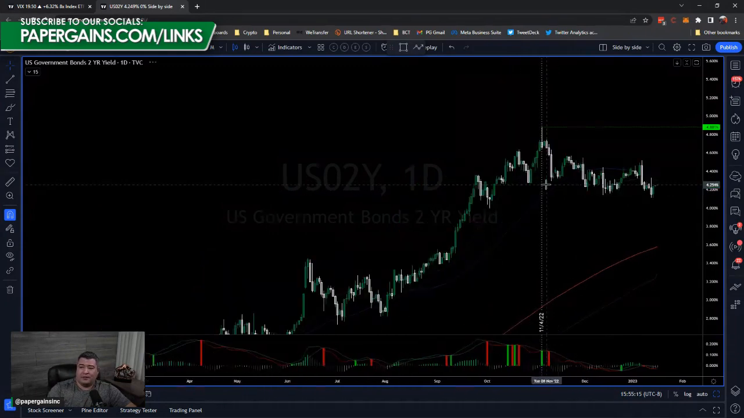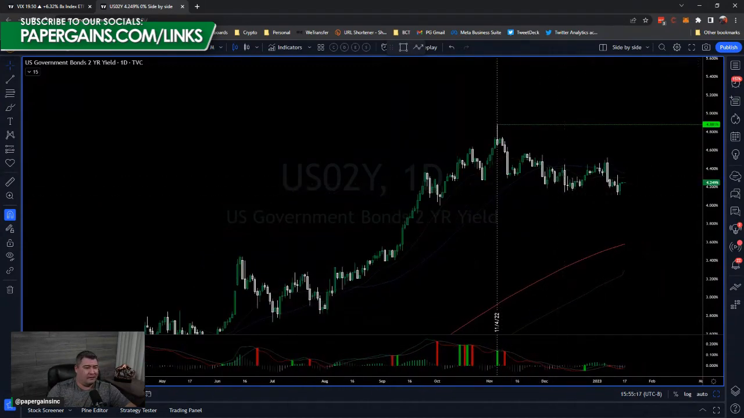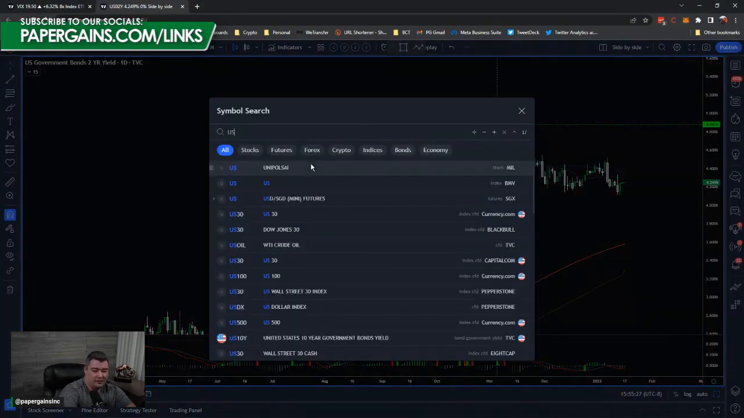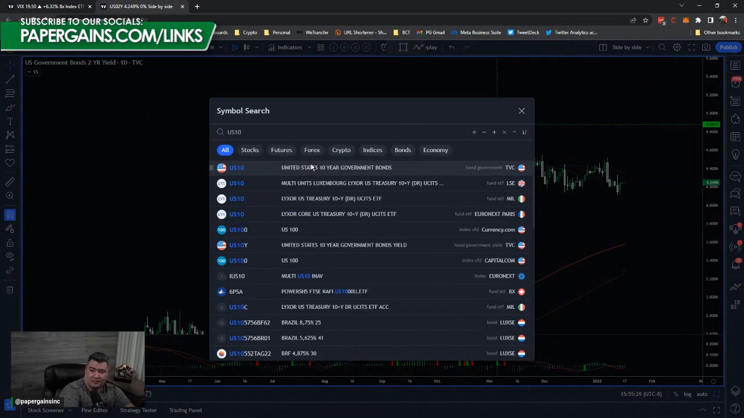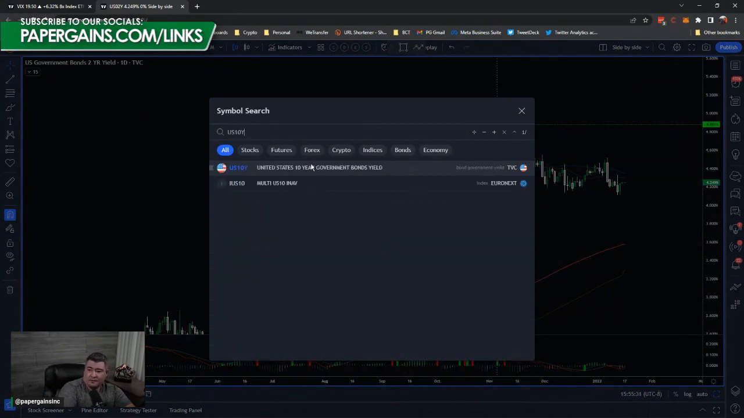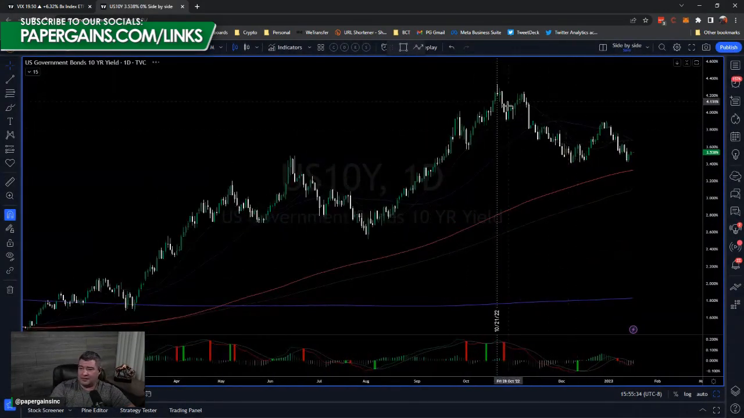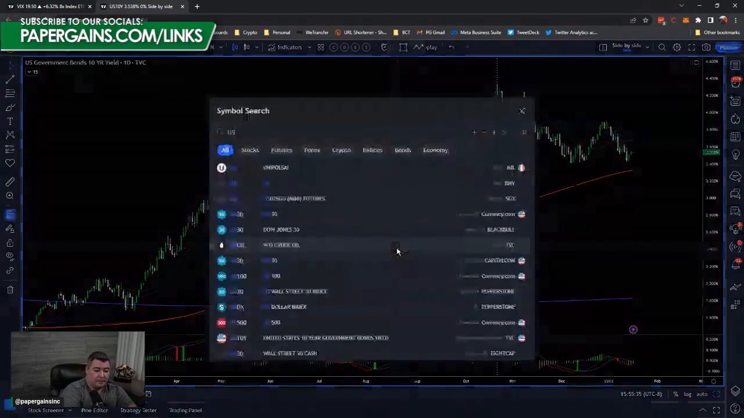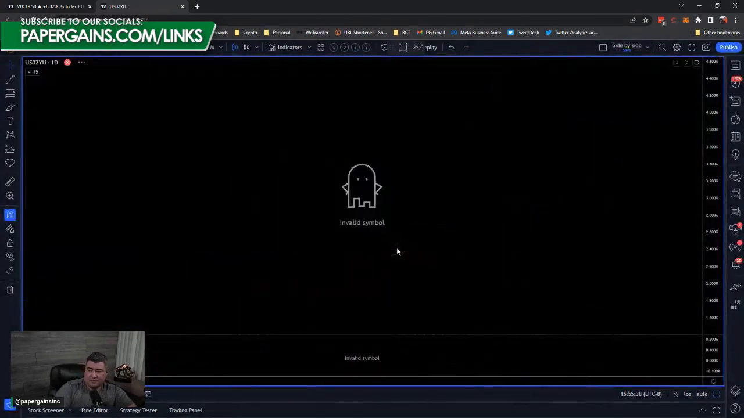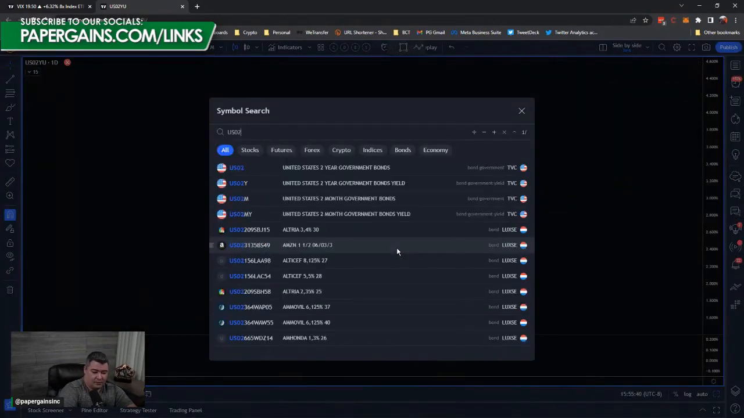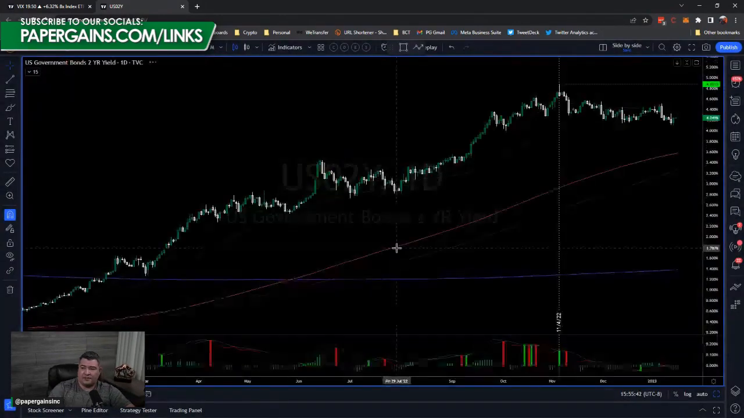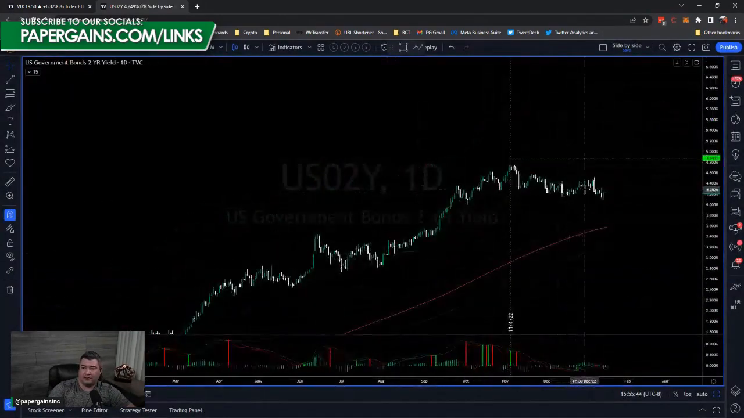And so here's the thing. You've heard that the 2-10 yield curve is inverted, right? What are they talking about? They're talking about this 2-year yield against the 10-year yield, which would be US10Y, and that's right here. So the difference between the two. But I want to look at the 2-year specifically, because that's going to give us the most recent data and the one that's going to be more important from an intraday perspective.